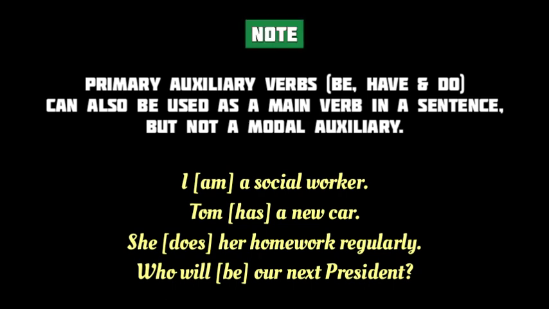In the next sentence, "Tom has a new car," "has" is not an auxiliary verb, but the principal verb denoting the act of possessing a new car. Similarly, in the third example, "does" is the only verb showing an action of doing something, so it's also the main verb in the sentence. In the last example, verb be is used as the main verb after the auxiliary verb "will," denoting a state of being. However, please remember that except for semi-modals need, dare and used, modal auxiliaries are never used as the main verb in a sentence.